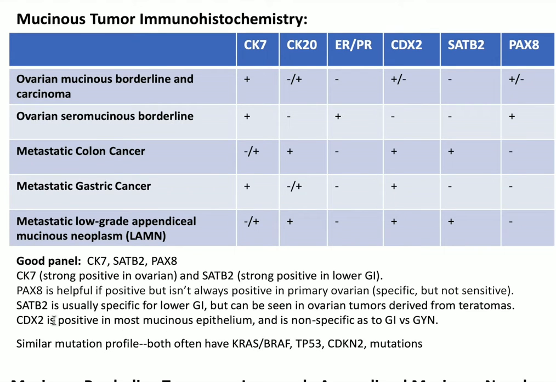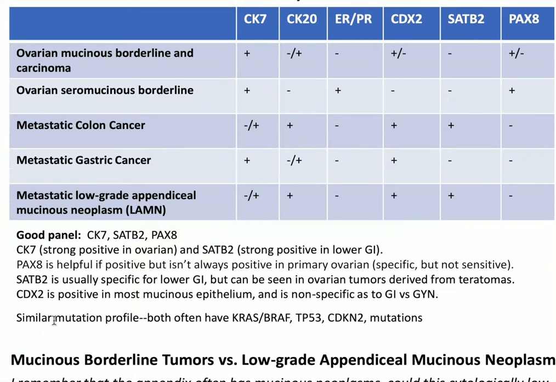CDX2, of note, is positive in most mucinous epithelium and is nonspecific as to GI versus gyne. And they both have similar mutation profiles, both often having KRAS, BRAF, TP53, CDKN2A mutations. And PAX8 is helpful if positive, but isn't always positive in primary ovarian, where it's specific but not sensitive.